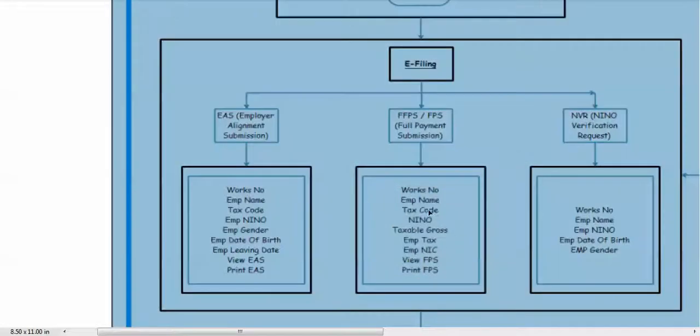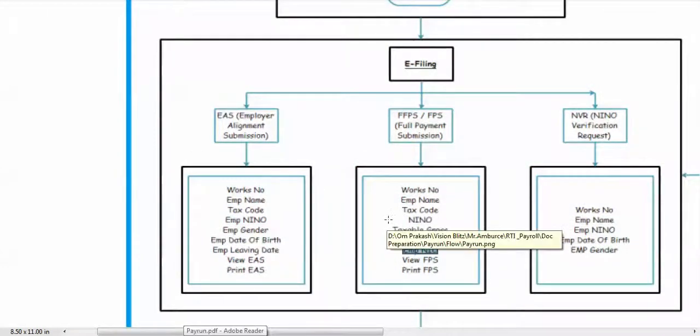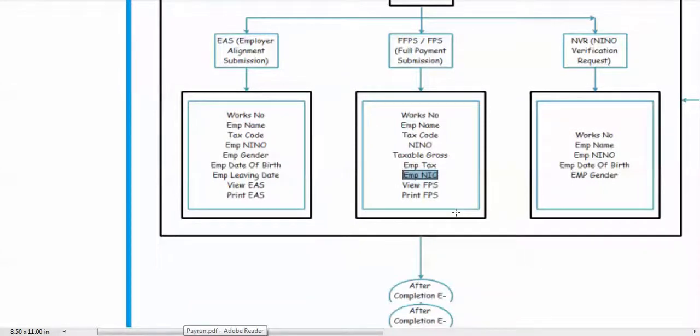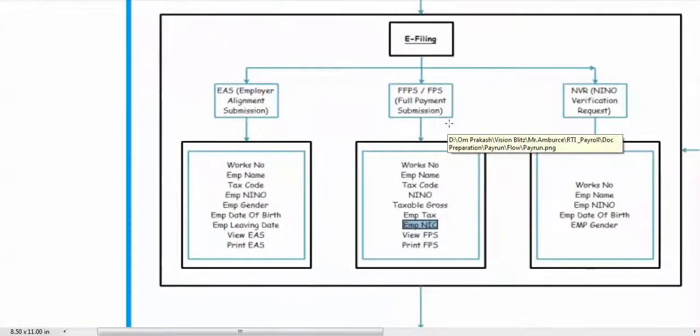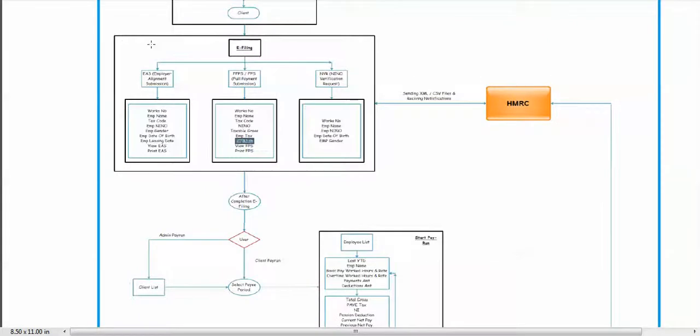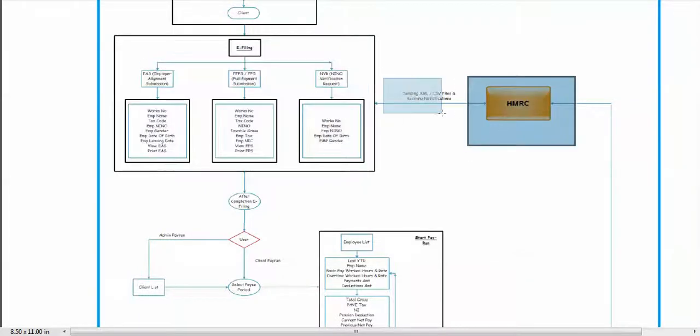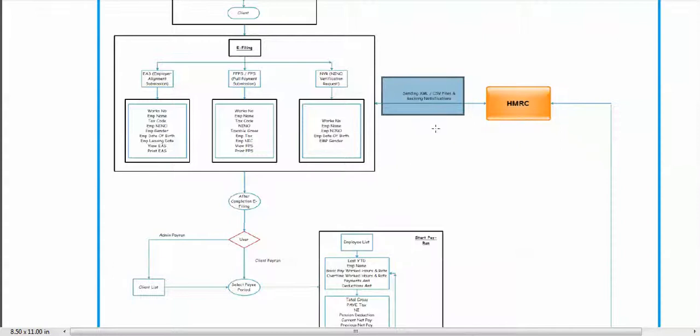with the HMRC: box number, employee name, tax code, national insurance number, taxable gross payment, employee tax amount, and employee national insurance amount. We are going to share these with the HMRC in the FPS, that is full payment submission. These documents will be shared with the HMRC in the form of XML or CSV file format.